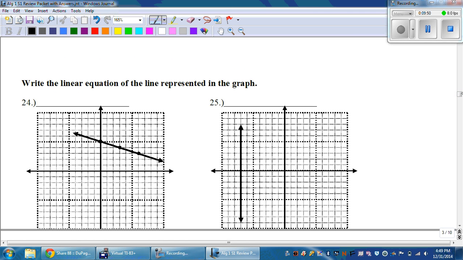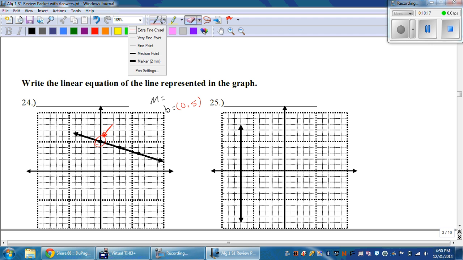Number 24 and number 25 say to write the linear equation of the line represented in the graph. So remember that when we're writing an equation, the two things that we need are the slope and the y-intercept. Okay, so the first thing that I notice is the y-intercept, and that's the point (0, 5).